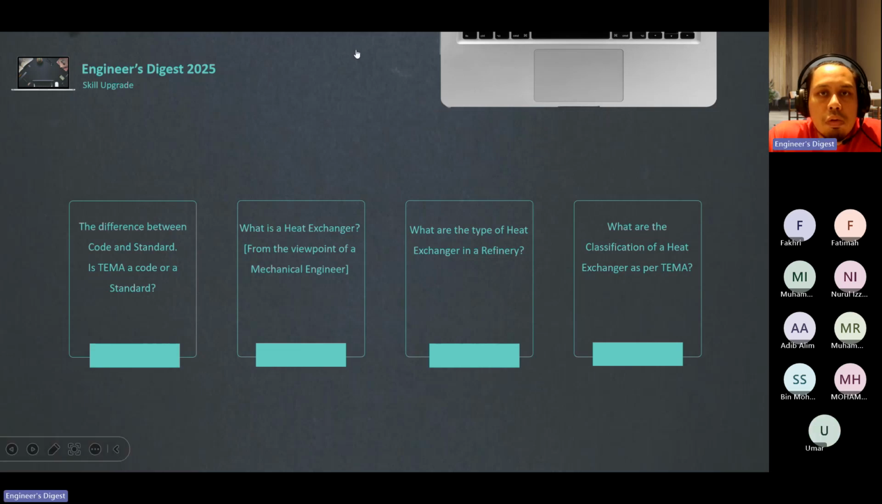Okay, so for today's session, we want to cover this. What is the difference between code and standard? Is TEMA a code or a standard? Then we want to cover what is a heat exchanger from the viewpoint of a mechanical engineer. Then what are the types of heat exchanger in a refinery? This will be our main focus today. And the fourth one: what are the classifications of heat exchanger as per TEMA? Okay, next slide.